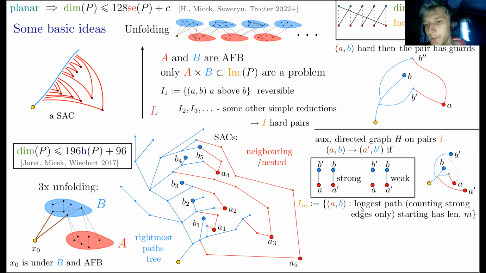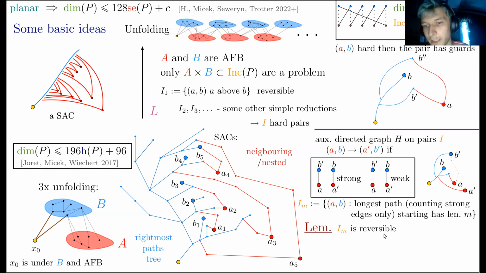So Im is now the set of pairs such that the longest path starting at this pair has length m, but now we count only strong edges. So you can think that strong edges have weight 1, and weak edges have weight 0. And this is how we can count the length of a path now in this proof. And now the list of lemmas, which are not trivial and a lot of work to be done.